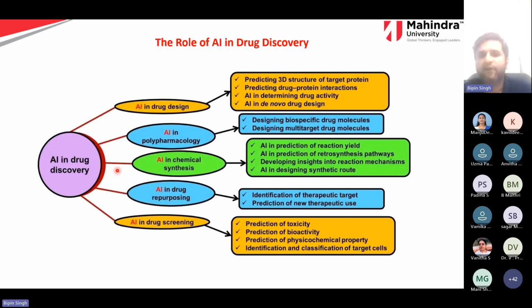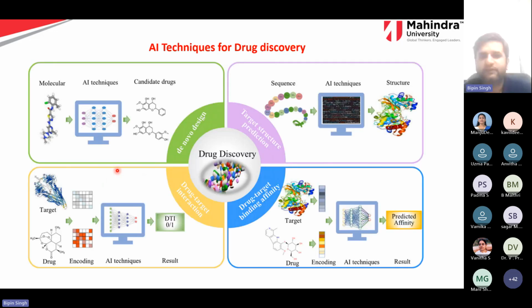Apart from that, I will come back to this slide later on, but right now I'm going to discuss this part of AI in drug discovery. If you have millions of such molecules, how are you going to use certain AI techniques to give me a ranked list or a curated list of molecules which can be tested quickly in the lab?